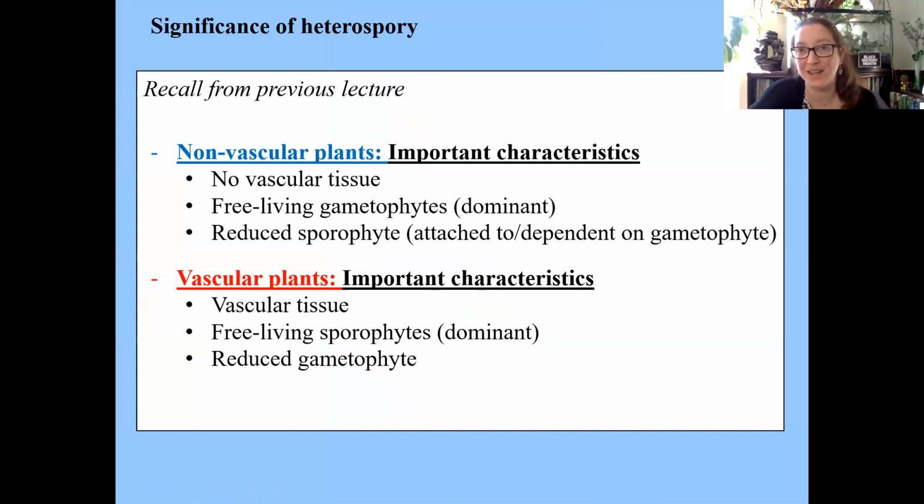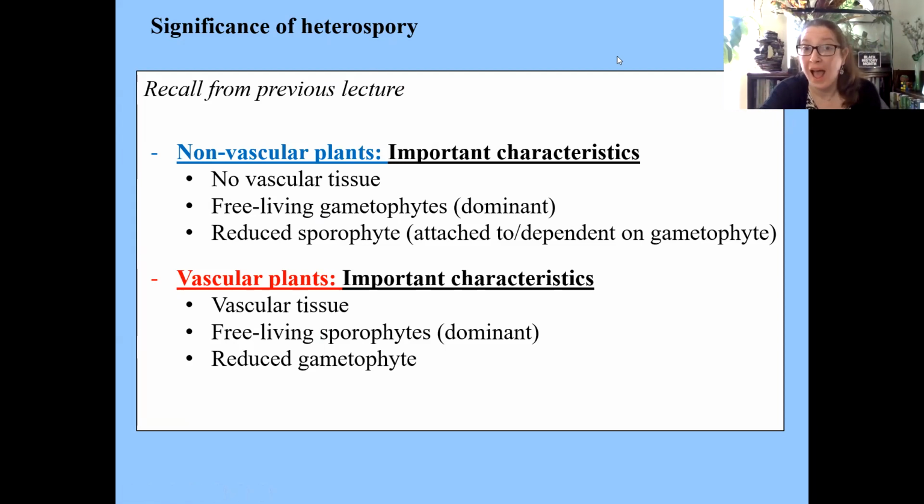All right, this is the last thing we're going to talk about. It's like one slide more, and then we're going to end for the day. But this is important, the significance of heterospory. That's why we had to get through this today. So recall from the previous lectures the important characteristics of non-vascular plants and vascular plants. They're opposite, right? Non-vascular plants don't have vascular tissue. Vascular plants have vascular tissue.